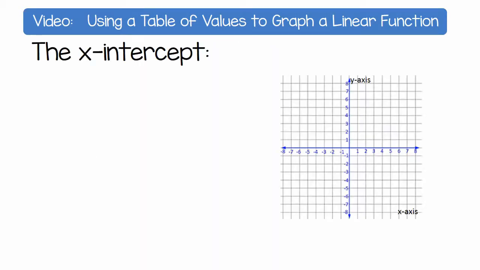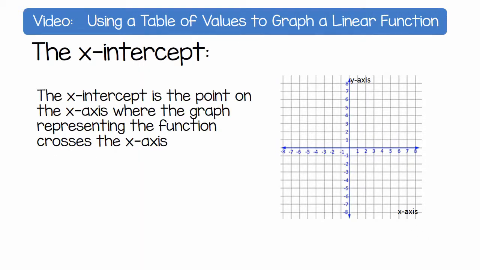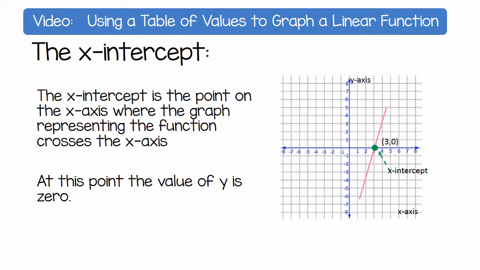The x-intercept is the point on the x-axis where the graph representing the function crosses the x-axis. In our illustration, the x-intercept is at the point 3, 0. And we can label it the x-intercept. At this point, the value of y is 0. The coordinate would be x, 0.